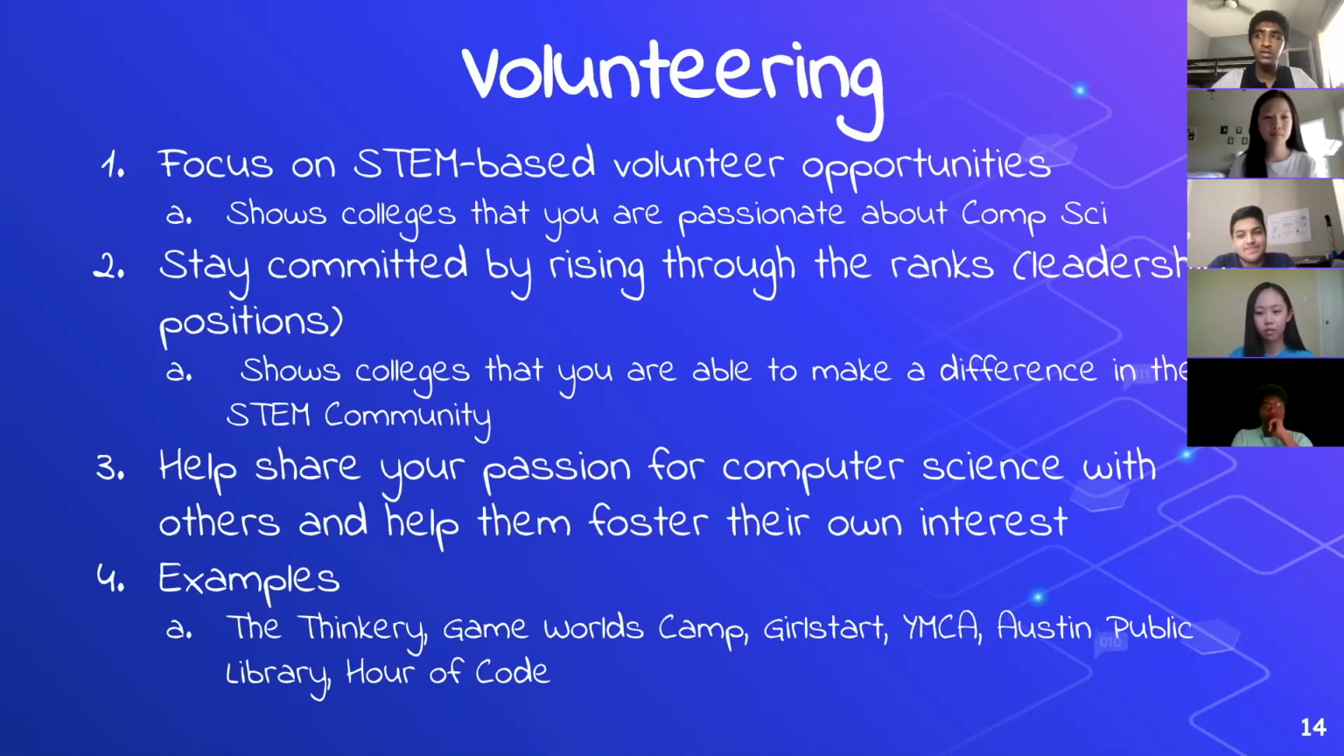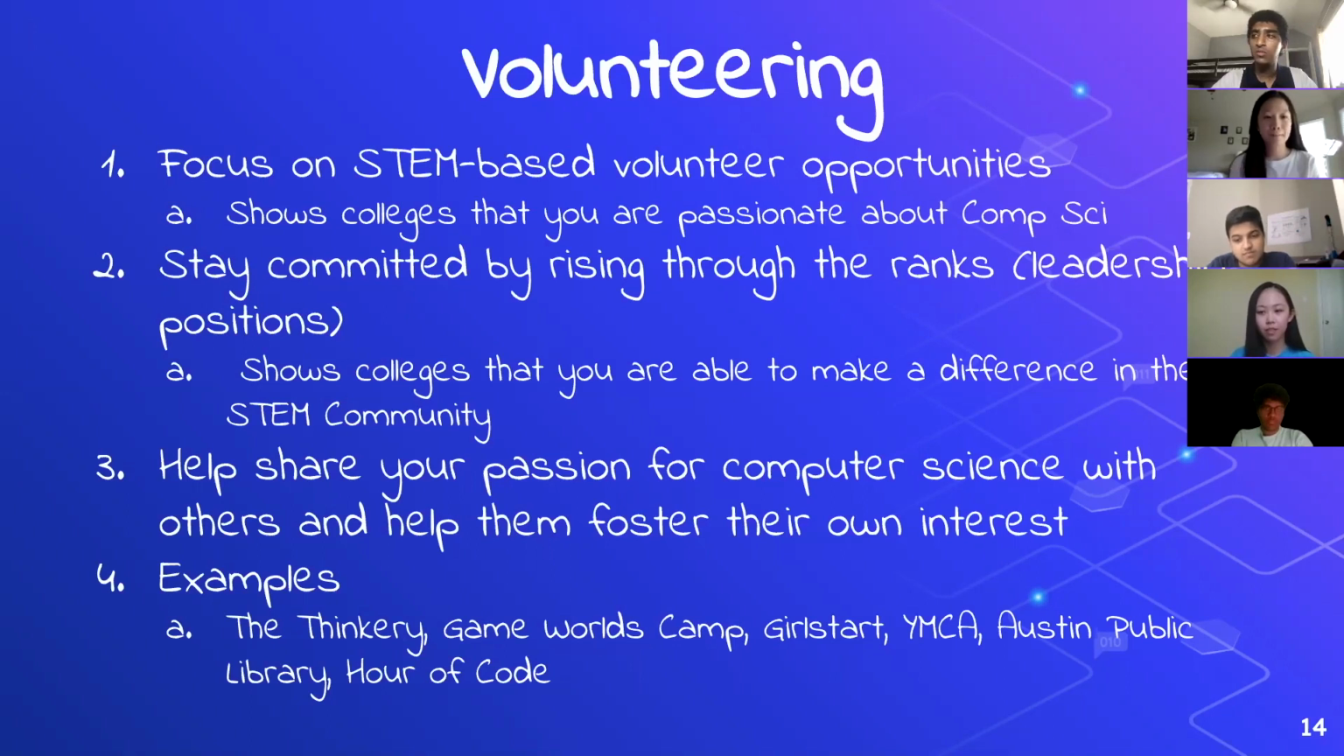And one important thing is to stay committed by rising through the ranks, basically leadership positions. If you were to start a club in ninth grade, and it's a volunteering club, you want to show that you're committed to it and that you work very hard in that club by rising through. So you become a member in freshman year, and you slowly become maybe a junior leader in sophomore year, and you keep rising through the ranks until you are the official leader of that club, or however the hierarchy may be structured. Showing that you rise through leadership positions is very important.